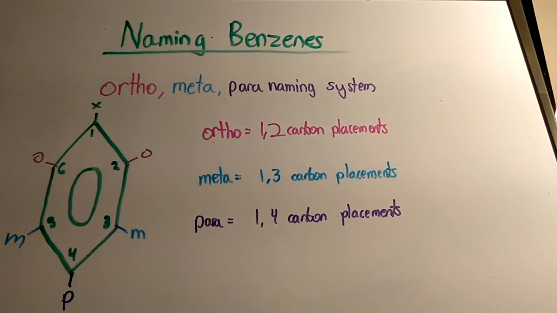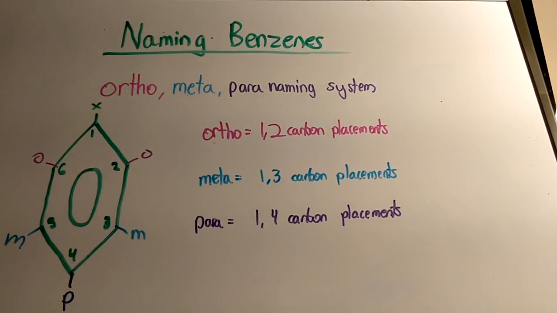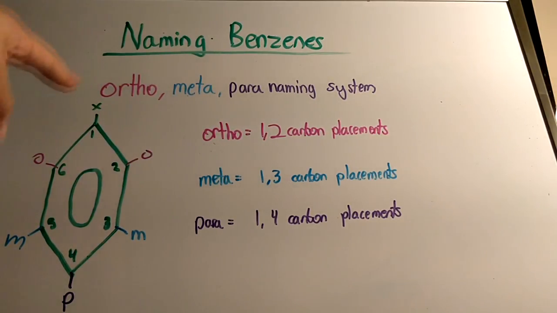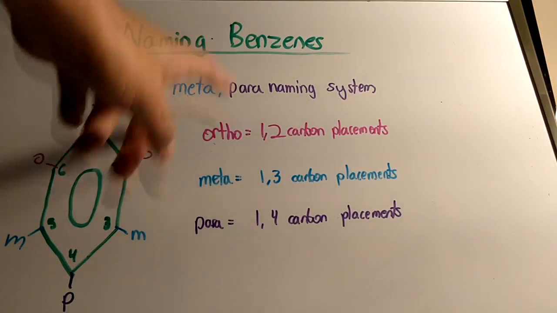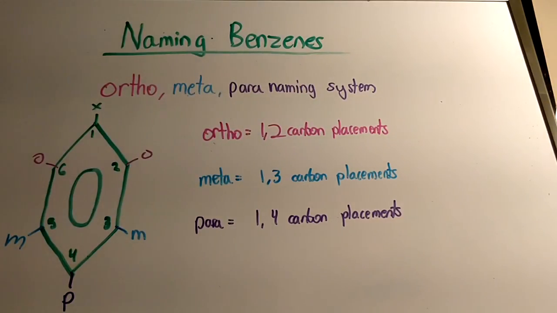Before learning how to name a benzene, you must also learn how to use the ortho-meta-para naming system. The ortho-meta-para naming system refers to the specific placements of substituents on a benzene from the first carbon, which is marked by this X. Ortho means that the substituent placements are from the X to the first carbon next to it. So it could be a 1-2 carbon placement.